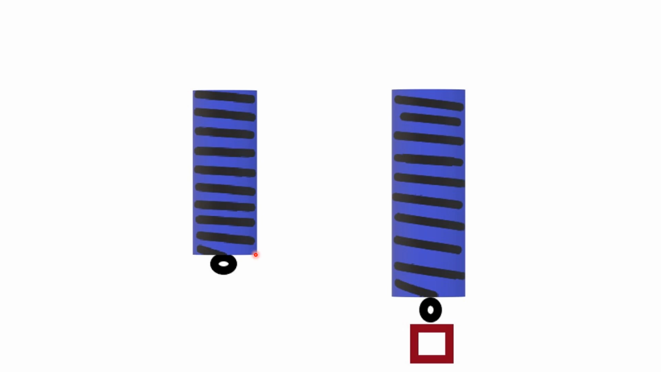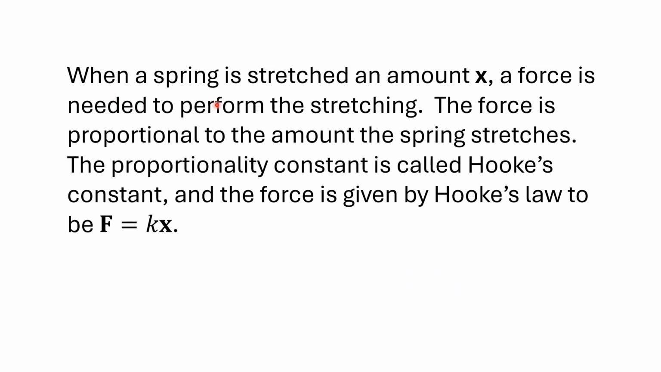Here we have a relaxed spring. We put a weight to it, it's going to stretch. When a spring is stretched an amount x, a force is needed to perform the stretching. The force is proportional to the amount the spring stretches. The proportionality constant is called Hooke's constant, and the force is given by Hooke's law to be F equals kx.